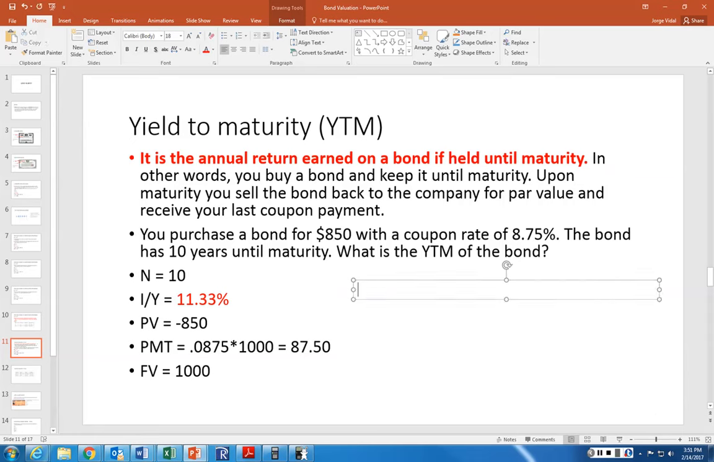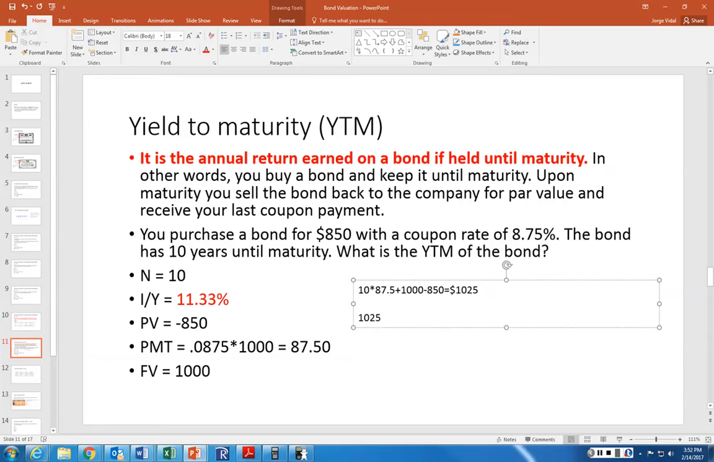Well, if you hold the bond for 10 years times 87.50, and then plus the $1,000 you receive as face value minus the 850 you paid for the bond, then your total 10-year dollar return will be equal to $875 plus 1,000 minus 850. You will be earning, in dollars, 1,025.